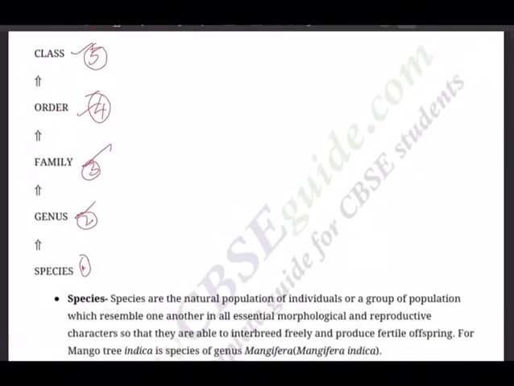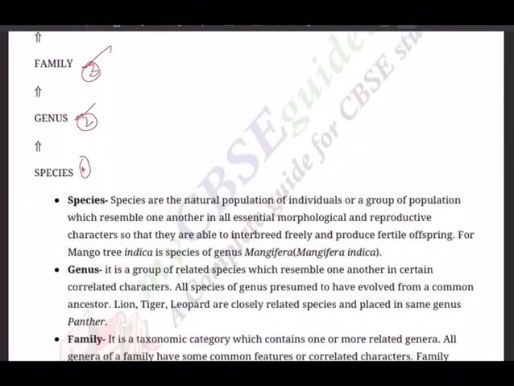Now, how do you define species? As we have defined in junior classes, these are natural populations of individuals or groups of populations which resemble one another. The first character should be resemblance. They should appear similar in all essential morphological, meaning external, characters and reproductive characters, so that they are able to interbreed freely. This is the second character. First resemblance, second the ability to interbreed and produce fertile, similar offspring. So for the mango tree, indica is a species of genus Mangifera.